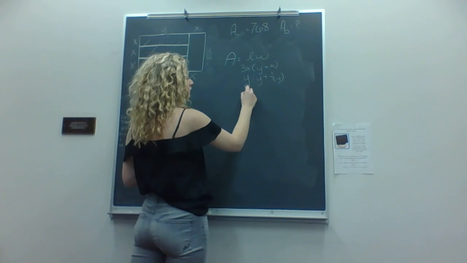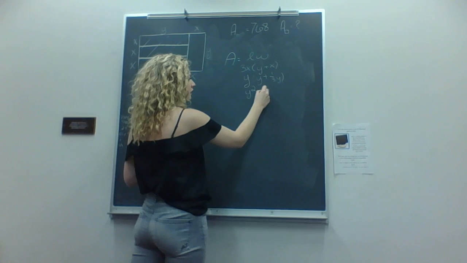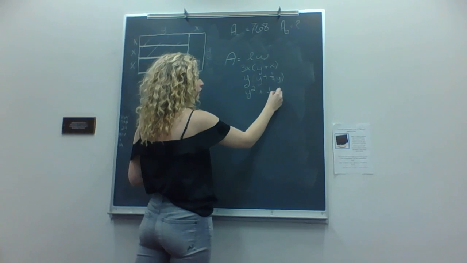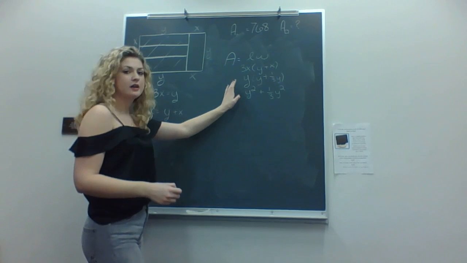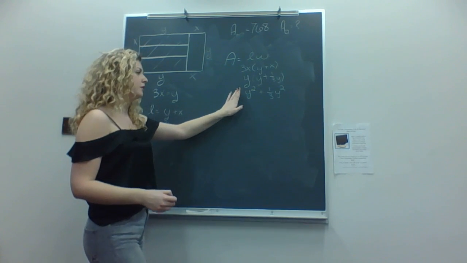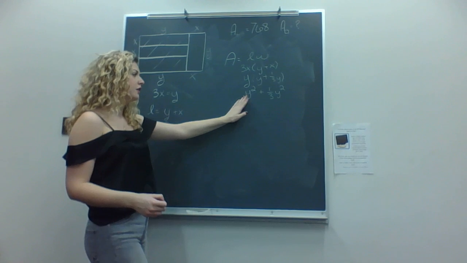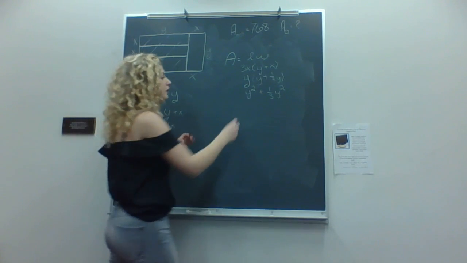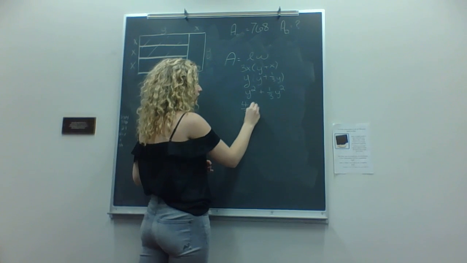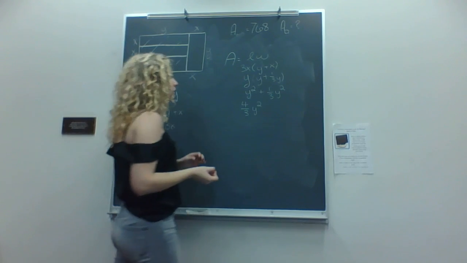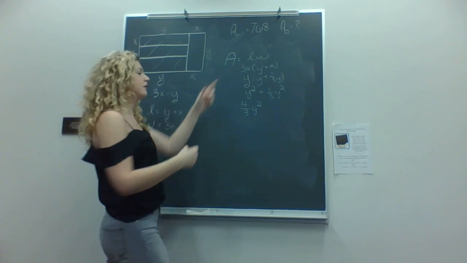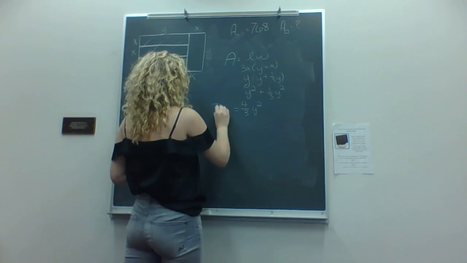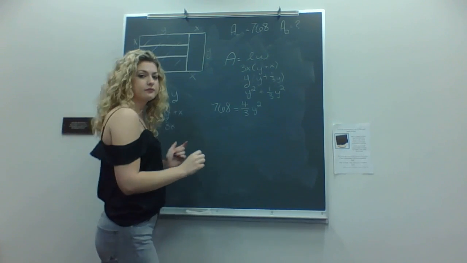So then if we distribute this over, you get y squared plus 1/3 y squared. Now technically this y squared has a 1/1, which would be 3/3. So to add these together, you have 3/3 plus 1/3, which would give you 4/3 y squared. And this is all equal to the area of the large rectangle, which we were given in the problem. So we can set that equal to 768.